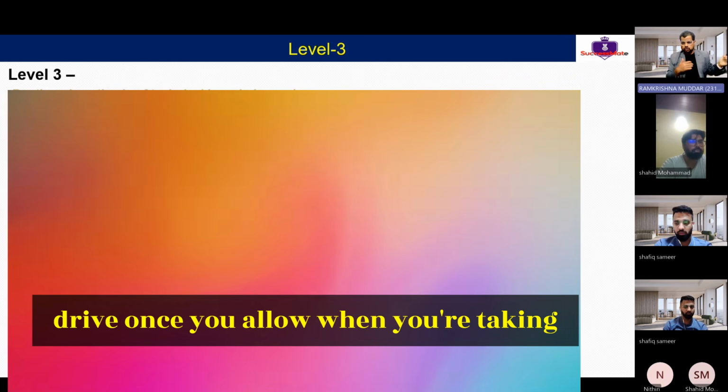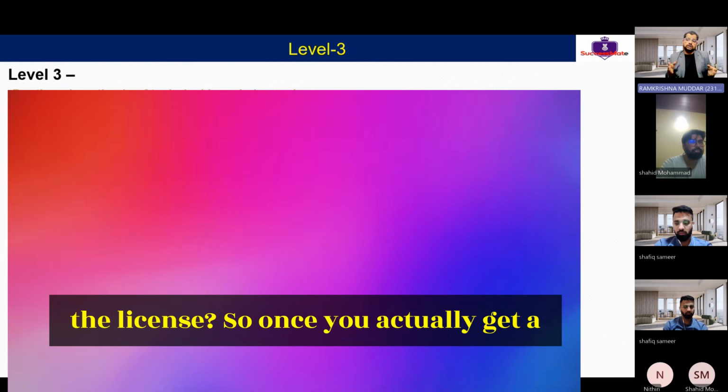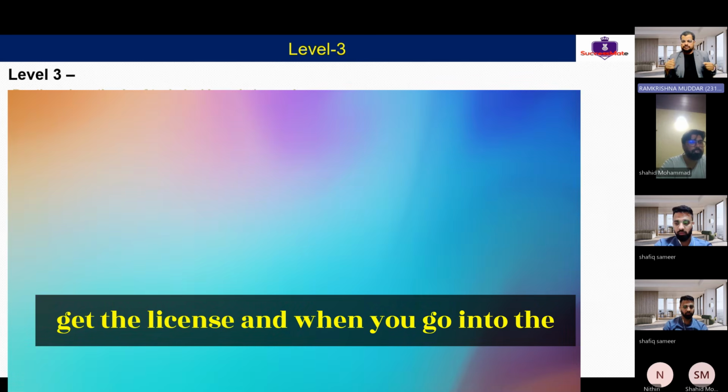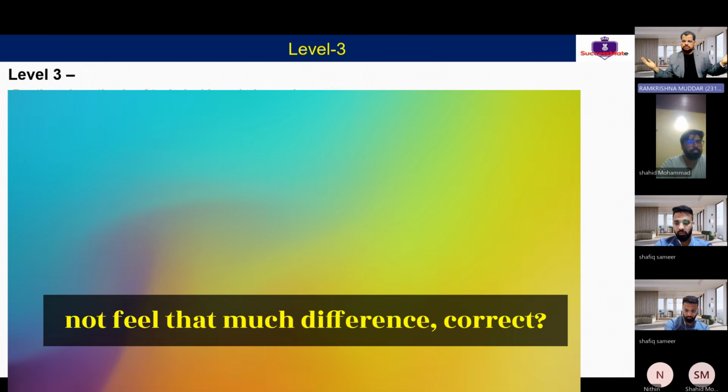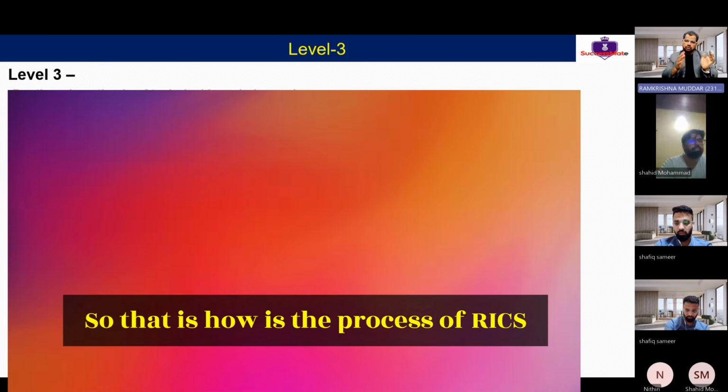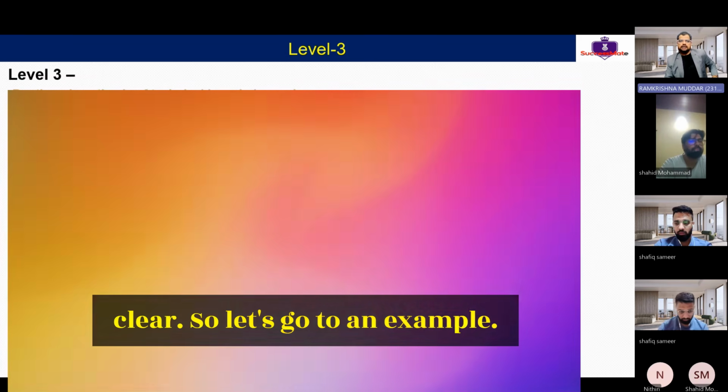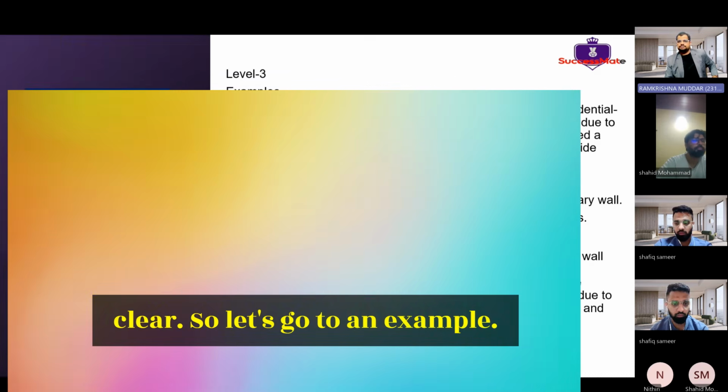How can I drive? Once you actually get the license, and when you go into the traffic, in between the traffic, you will not feel that much difference. Correct? Because you have learned this. So that is how the process of RICS is. Clear? So let's go to an example.